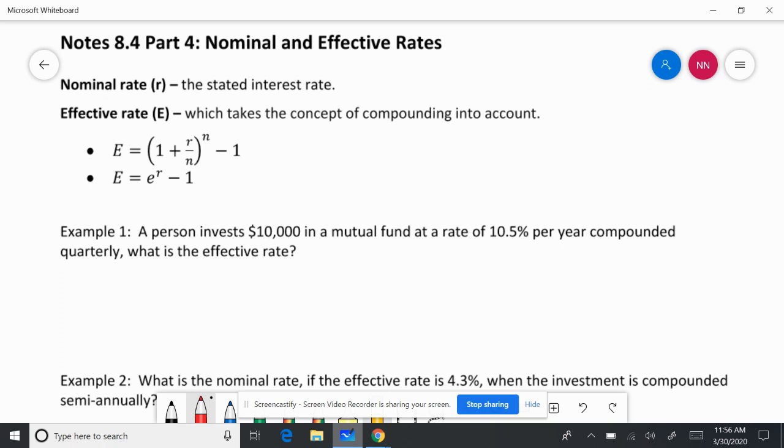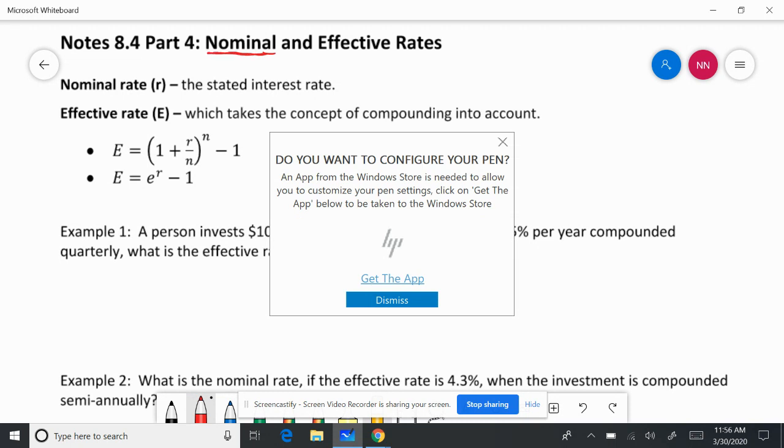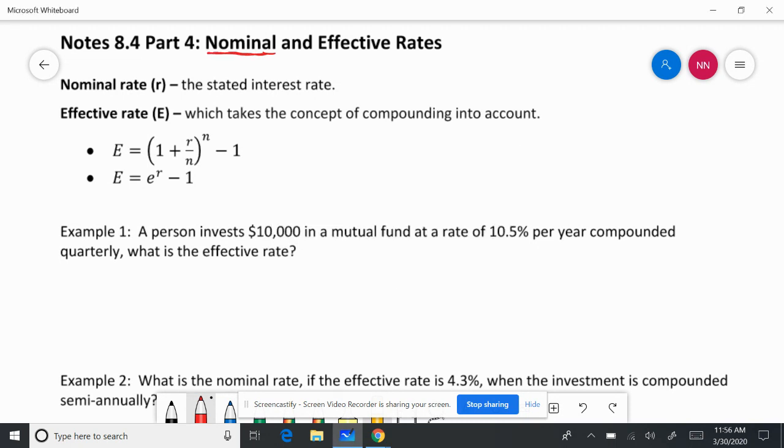Today what we're going to do is we're going to look at two different types of rates. Whenever we've talked about rate before, what we've talked about is the nominal rate. And what the nominal rate is just the basic rate in our formula.